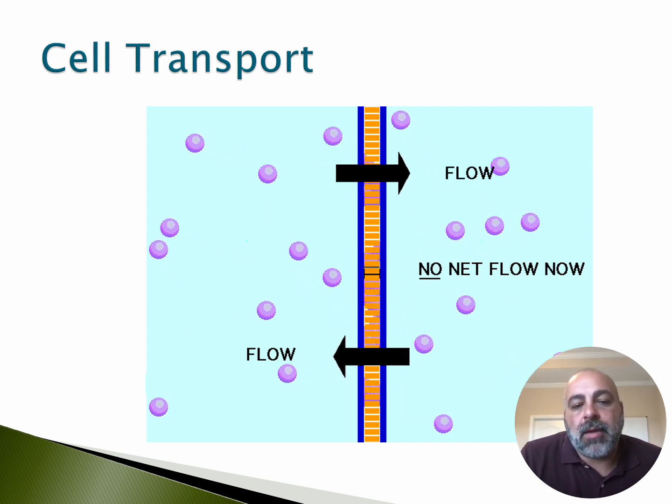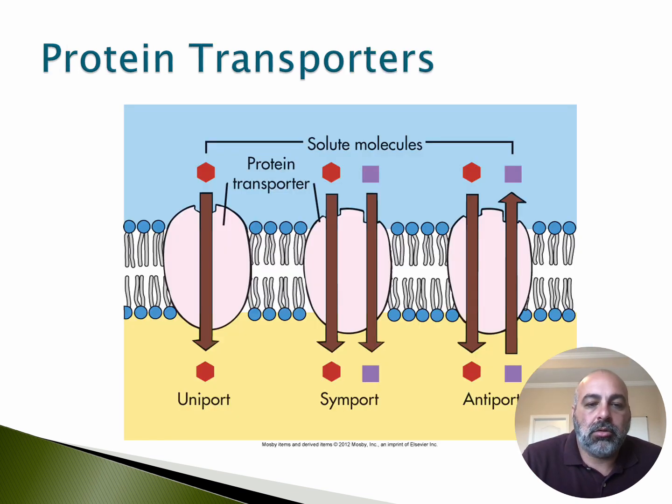Remember with this that we need transmembrane proteins if things are large or if they're polar. That's where we're going to need this. No net flow means we're balanced in that situation. And so sometimes we need pumps that use ATP to push and create gradients, for example.